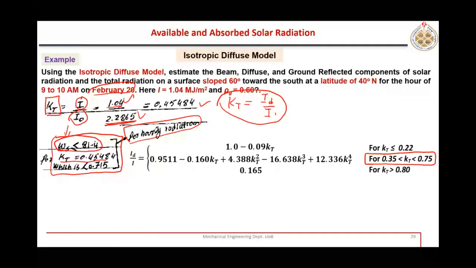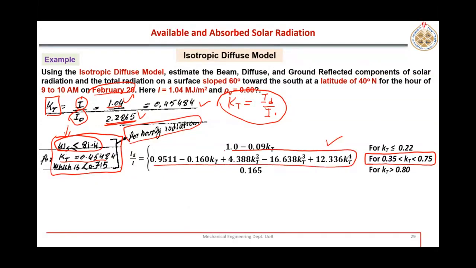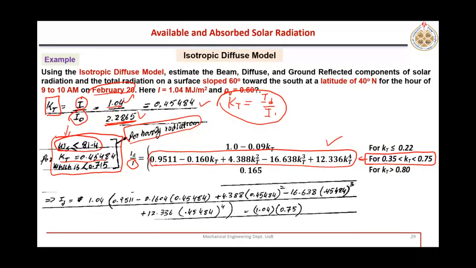There were two correlations, so any one of them we can use. This is one of them, but our KT is falling in this range. So you put the value of KT here and you will have ID over I. I is already given. Now we can find out ID, the diffuse radiation.